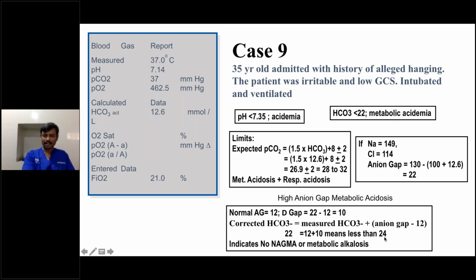So it is less than 24, which means it is not near normal, because for 24 we have to take plus or minus 2. So there is no normal anion gap metabolic acidosis, there is no metabolic alkalosis. It's only a high anion gap metabolic acidosis. So we are seeing that there is no normal anion gap acidosis, nor a metabolic alkalosis. Coming to normal anion gap metabolic acidosis, I discussed this already.